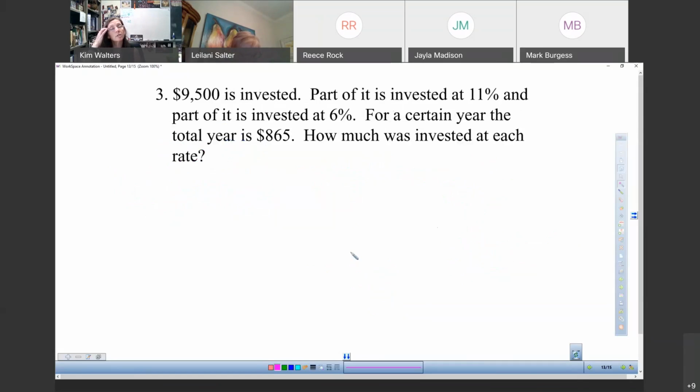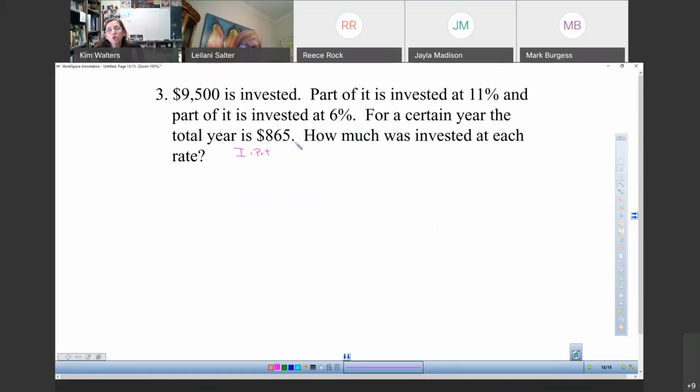So another type of mixture, and this is our investment problem, and I'm pretty sure we talked about interest the other day, but if not, I'm just going to remind you, interest is equal to principal times rate times time. So $9,500 is invested. Part of it is invested at 11%. Part of it is invested at 6%.